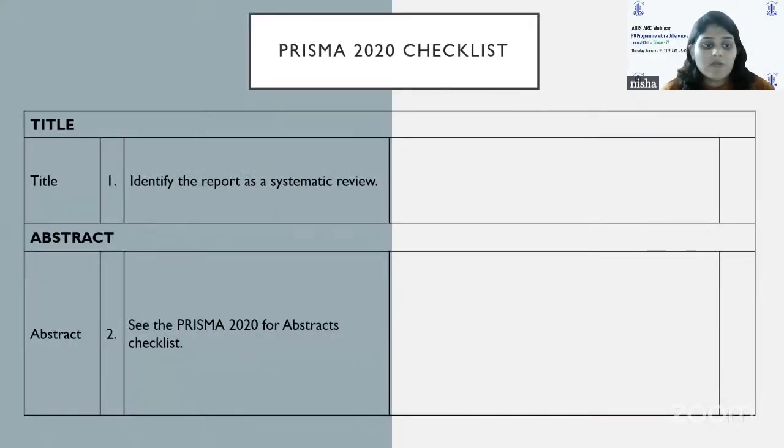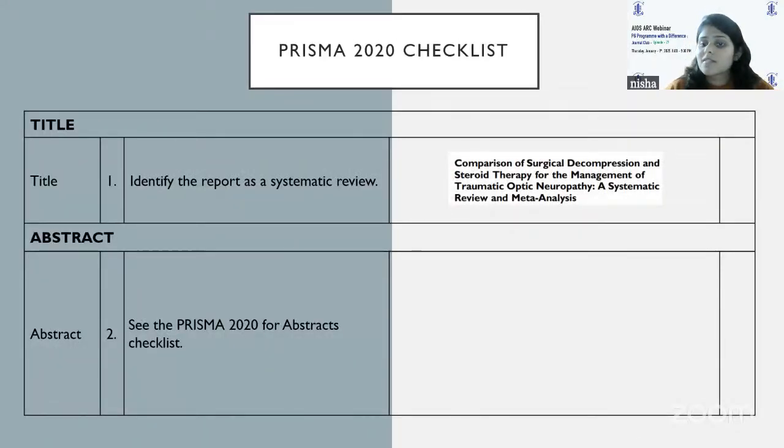To start off with, the title of the study is Comparison of Surgical Decompression and Steroid Therapy for Management of Traumatic Optic Neuropathy: A Systematic Review and Meta-Analysis. As we can see, the title itself establishes that it is a systematic review and meta-analysis. So it meets the very first criteria of the PRISMA 2020 checklist.